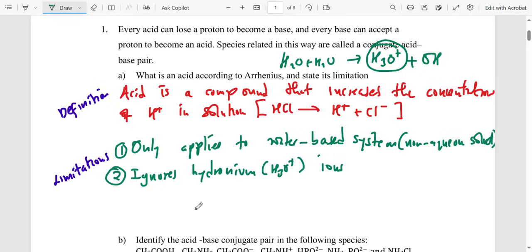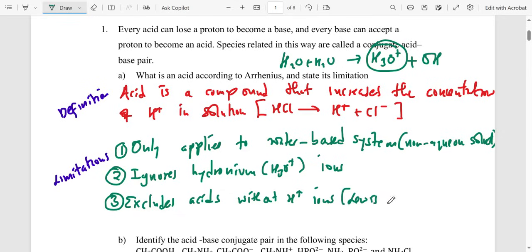Another limitation is that it excludes acids without hydrogen ion. Examples of acids without hydrogen ion are what we call Lewis acids. A Lewis acid is an electron pair acceptor. For example, boron trifluoride. This is an acid because it accepts a pair of electrons, but it is not accounted for.